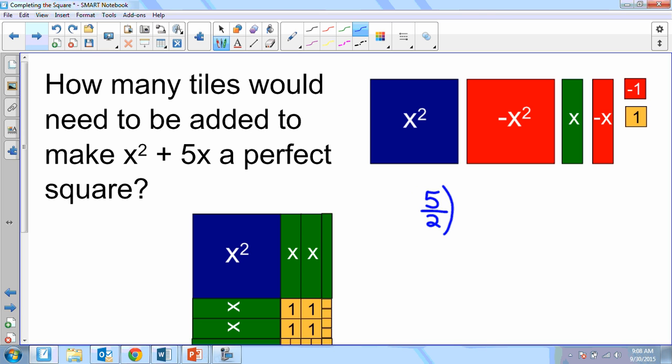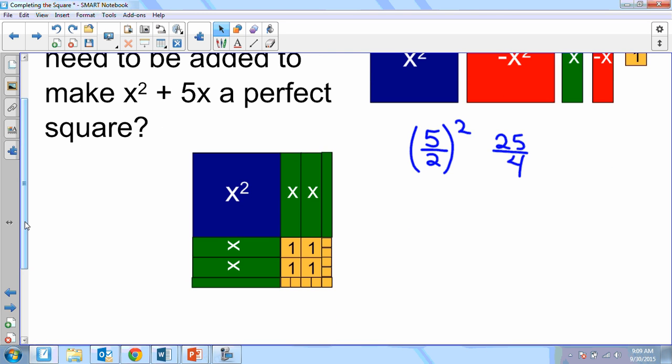If I square that, 5 squared, 2 squared. So all of these little tiles down here would be a total of 25/4 if I broke them up into 4s. 4, 8, 12, 16, 17, 18, 19, 20, 21, 22, 23, 24, 25. So we'd have to have smaller tiles.